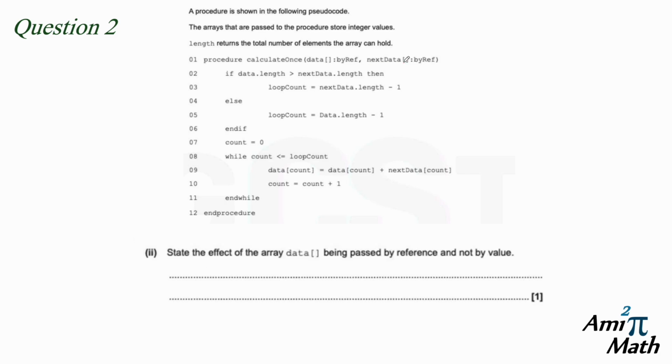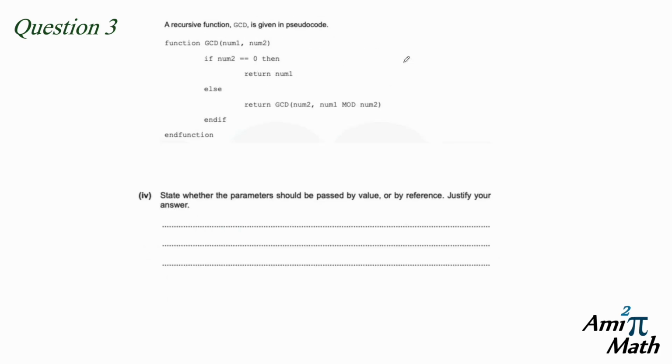And then the next part of the question, state the effect of the array data being passed by reference and not by value. So we know this difference, the actual data stored in the array will be changed.